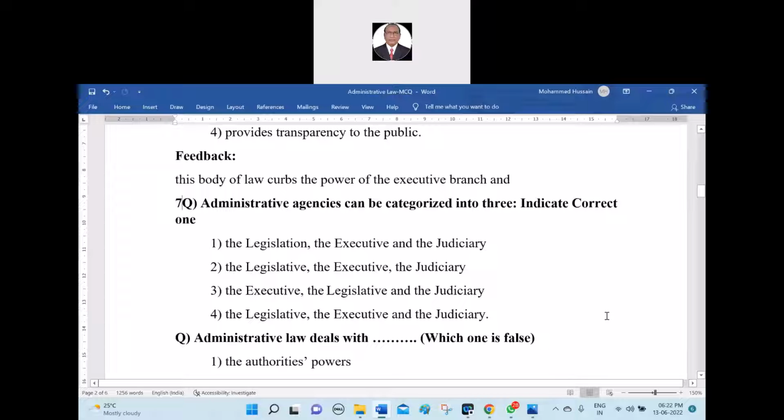I think the third one, sir. Executive, legislation, and no. Legislative, executive, judiciary. Second one, sir. Check once again. Legislative, judicial, and executive. Number one is correct. Number four is correct. See, are you following me? Number one is correct and number four is correct.